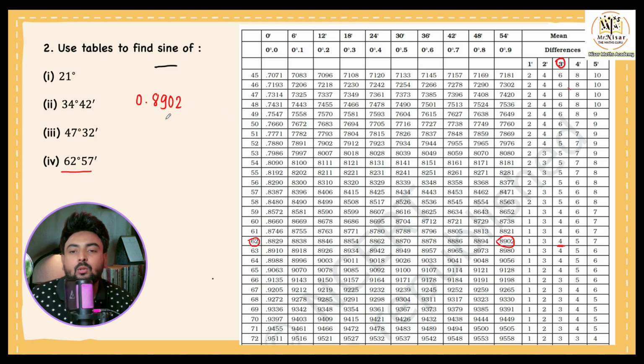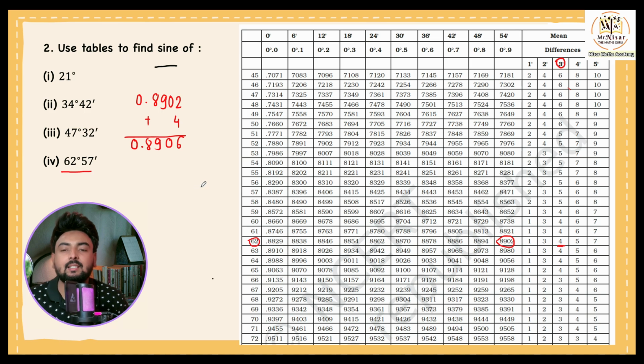So in terms of sine, what we have to do is add. If I add it, I'll be getting the answer 0.8906. This is our answer. So simply what we have to do is go in 62 degree, then 54 minutes, and then add the mean difference for that remaining 3. I hope it is quite clear. Let's go for the next, that is cos.